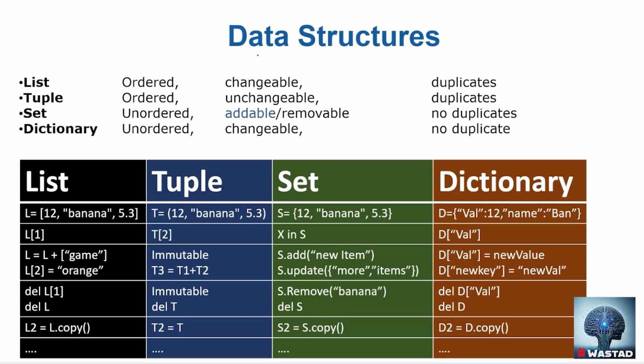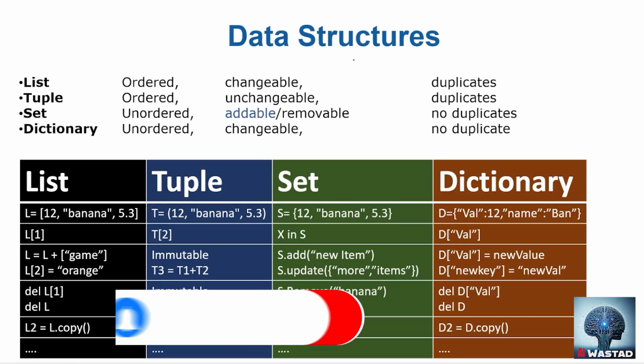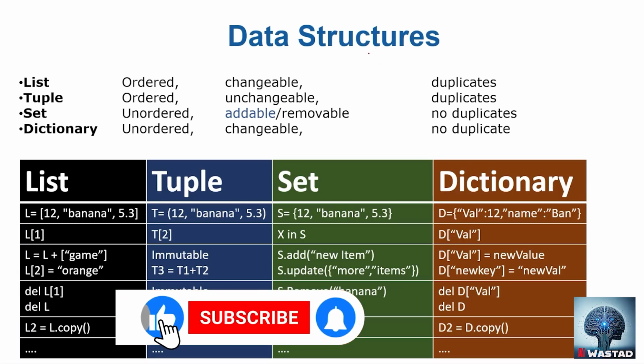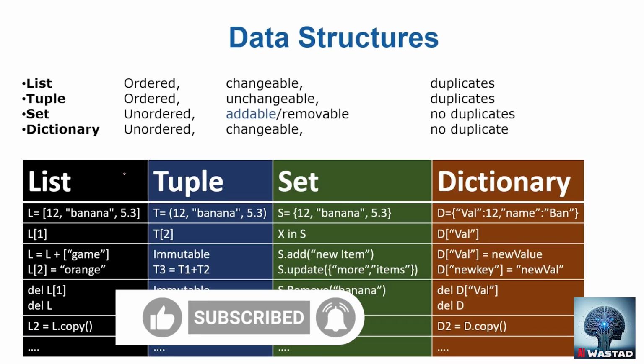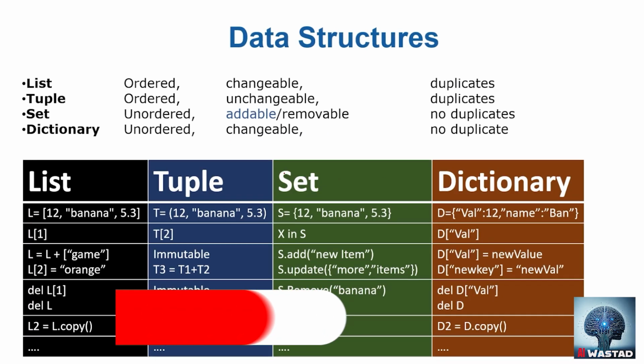For different kinds of tasks, we may have to choose different kinds of data structures. The basic data structures that are available in Python are list, tuple, set, and dictionary. These are the basic data structures that are available. We can create our own data structures if we want to, but most of the problems are solved by these four basic data structures.